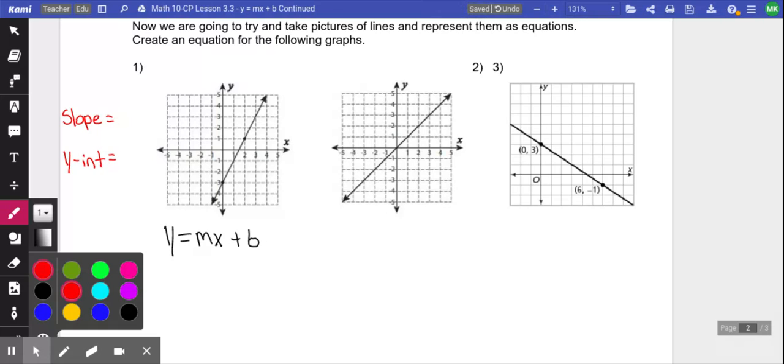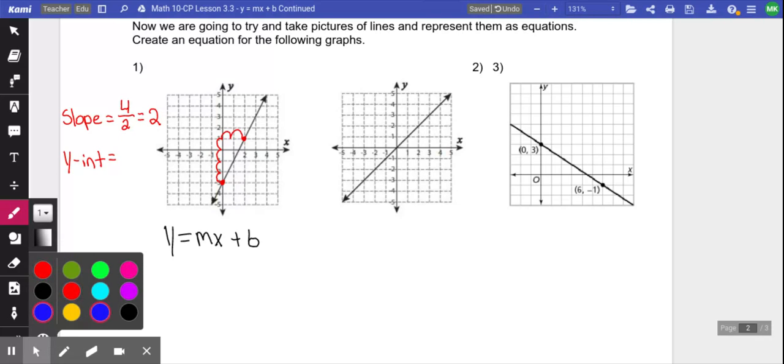To do your slope, remember we practiced this a couple days ago. You find your 2 points. They give you a point here and a point here. You go from left to right. You go up 1, 2, 3, 4, and you run 1, 2. My slope is 4 over 2. If you put that in your calculator, that means your slope is 2.